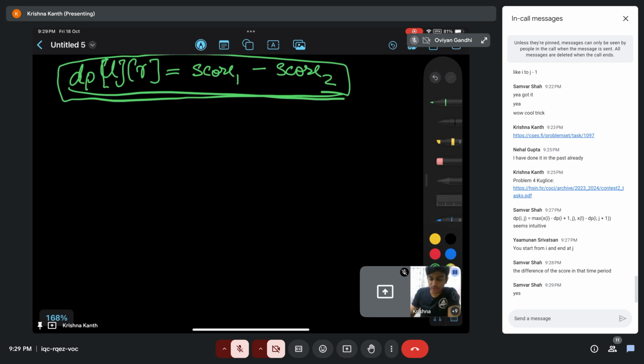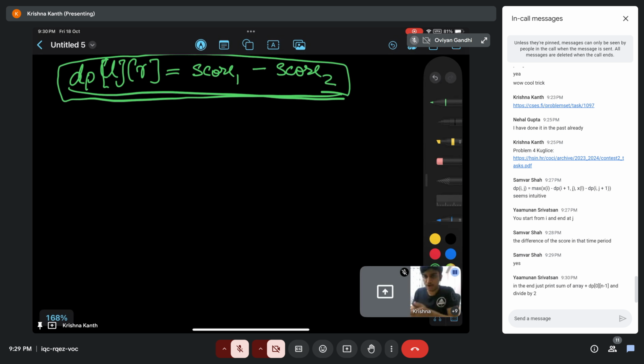If the game is started here, we want to maximize for the person who starts from there. We don't really care about first or second player in the overall context. We're just focused on this part of the game right now. Yes, sum of the array plus the difference, divided by 2. Yes, because you have the difference. Can you tell me what kind of transitions do you have?